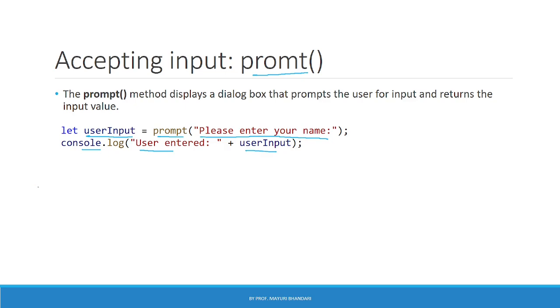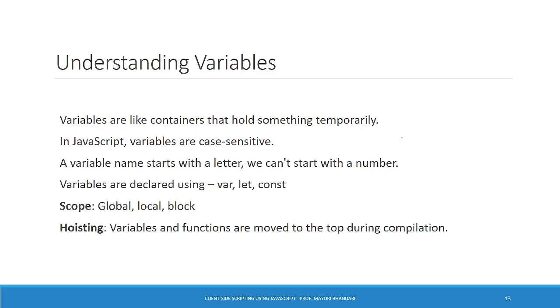One more thing, when you use prompt, the return type of the prompt method is always string. So if the user enters 10, this is also a string. If the user enters some string like ABC, this will also be considered a string. So if you are doing some numerical operation, you have to parse this string to convert it to the appropriate data type. Now let us understand variables in JavaScript.